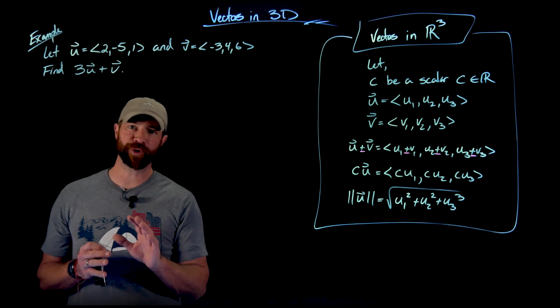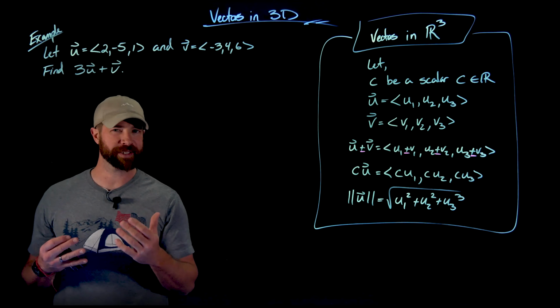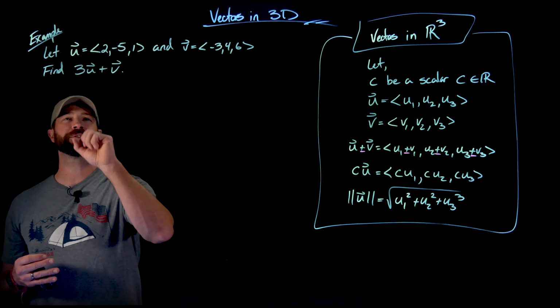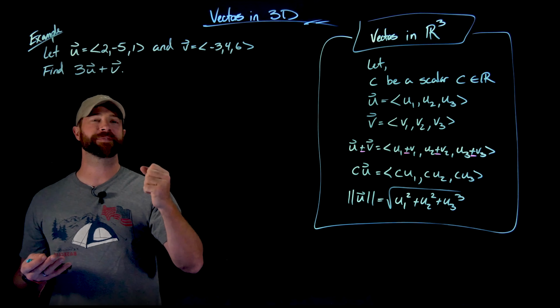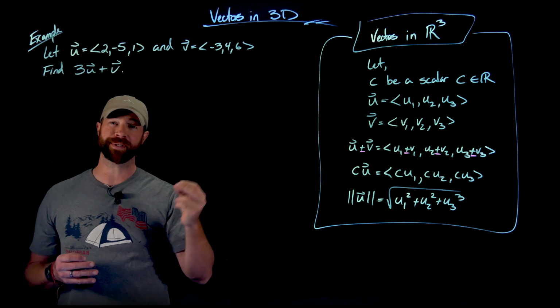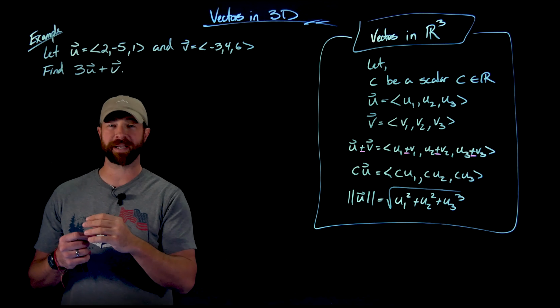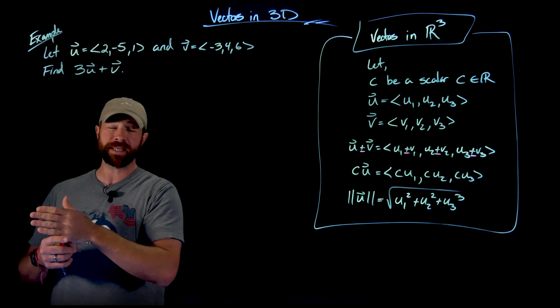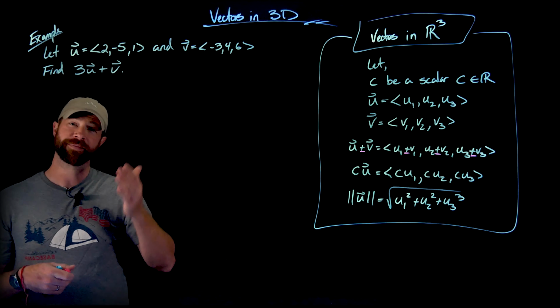All right, let's do a couple quick examples to ground ourselves with these three-dimensional vectors. First, we have U equals (2, negative 5, 1), and V is (negative 3, 4, 6), and we're being asked to find the vector that is defined by 3 times our vector U plus the vector V.